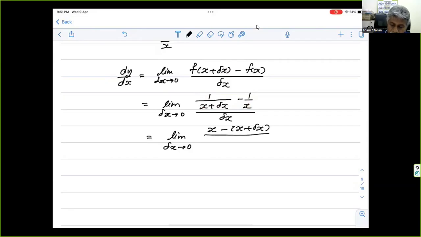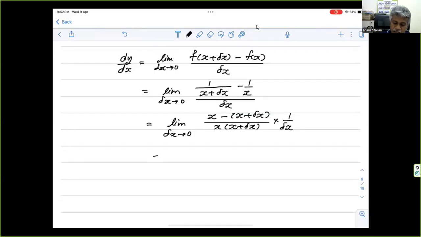Okay, the common denominator will be x times x plus delta x. So that will be the common denominator. And then at the bottom here, you have a divider. So when you divide by delta x, this is the same as multiplying by 1 over delta x. Dividing by delta x is the same as multiplying by 1 over delta x.